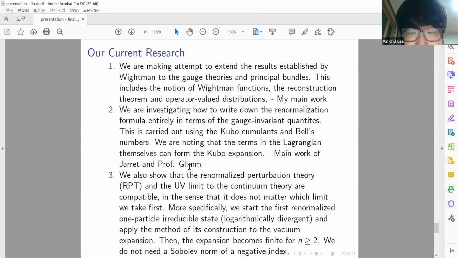More specifically, we first renormalize one particle irreducible states, which are logarithmically divergent, and apply the method of its construction to the vacuum expansion. Then the expansion becomes finite for RPT of order equal to or greater than 2. So we do not need a Sobolev norm of negative index. That's what everyone has been complaining about, because the Sobolev norm of negative index ruins the gauge invariance.